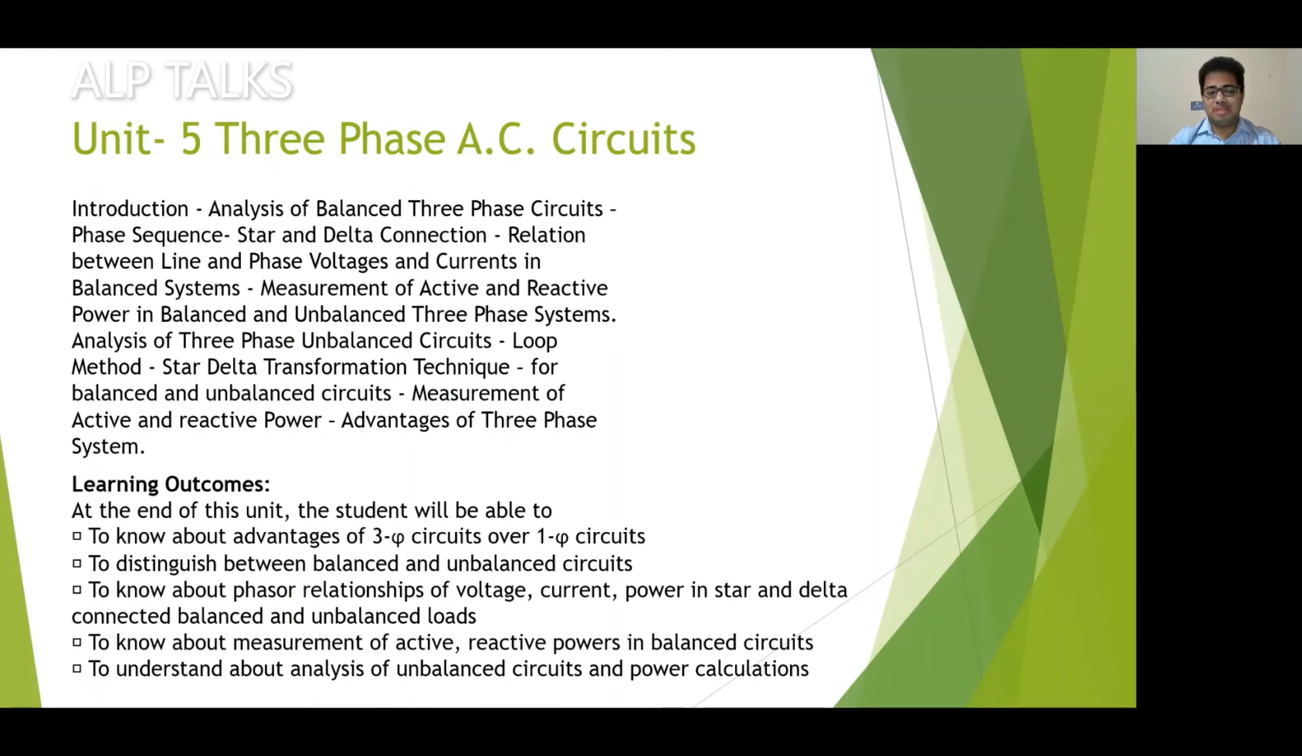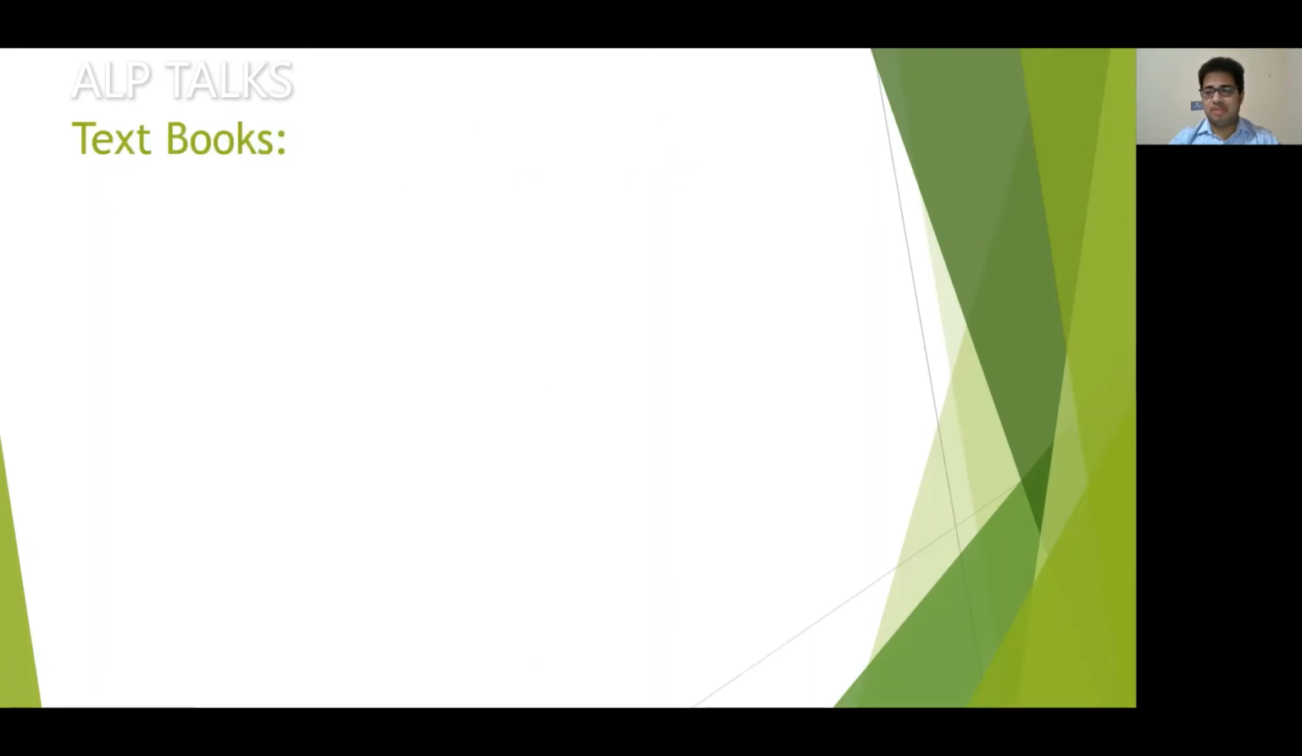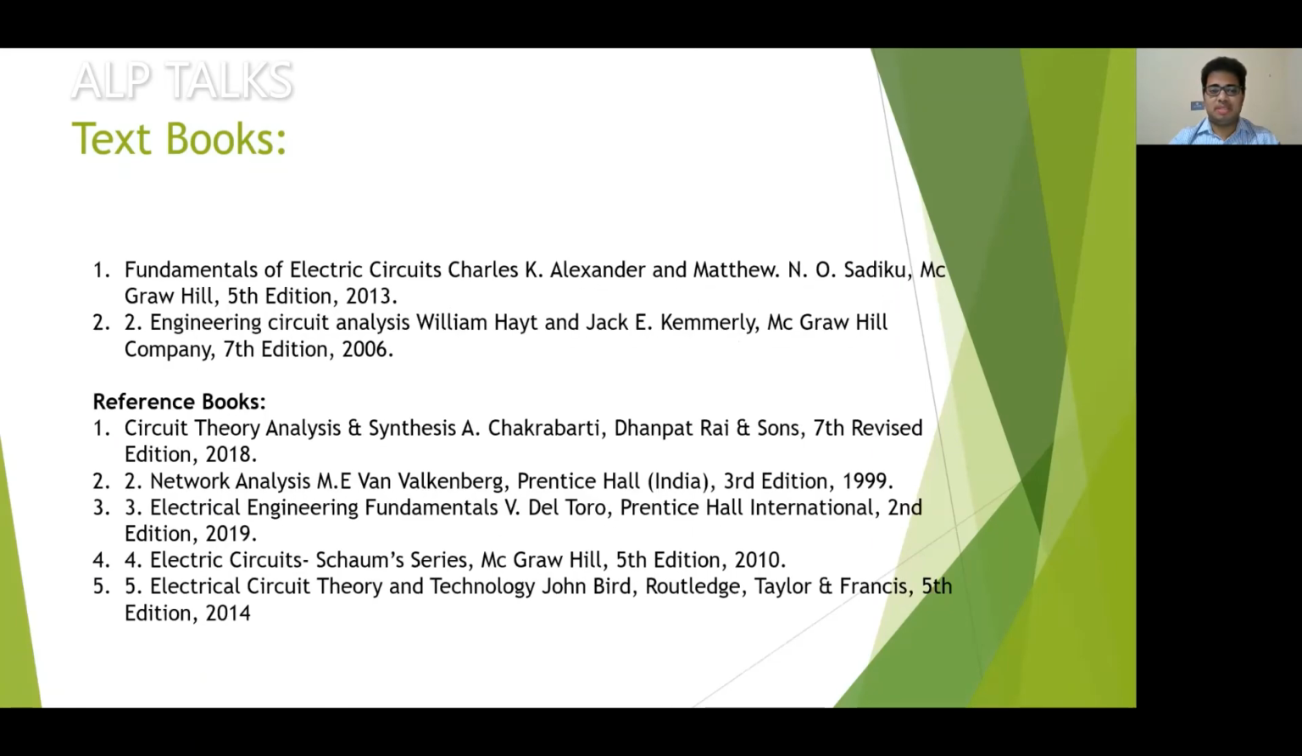The learning objectives at the end of this unit: the student is able to know advantages of three-phase circuits over single-phase circuits, distinguish between balanced and unbalanced circuits, know about phasor relationships of voltage, current, and power in star and delta connected balanced networks and unbalanced loads, know about measurement of active and reactive power in balanced circuits, and understand analysis of unbalanced circuits and power calculations. So this is what we are going to study in this entire syllabus.